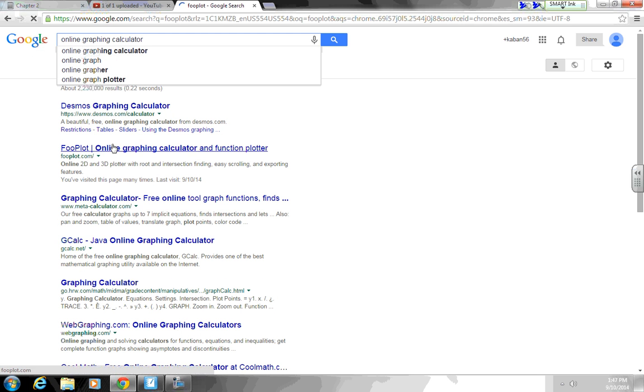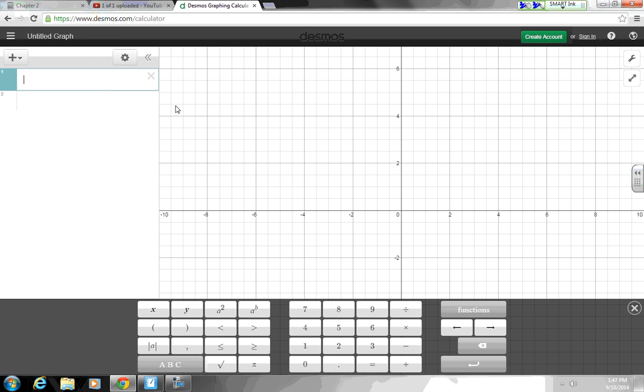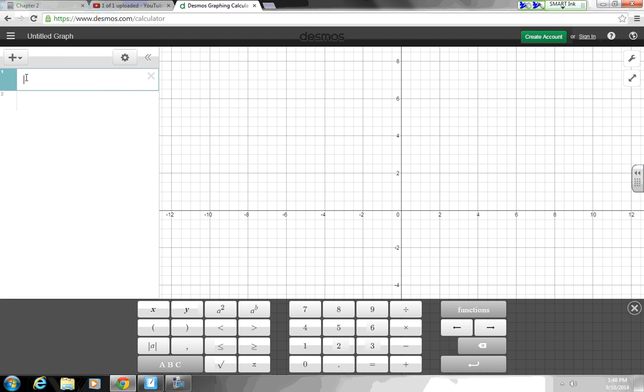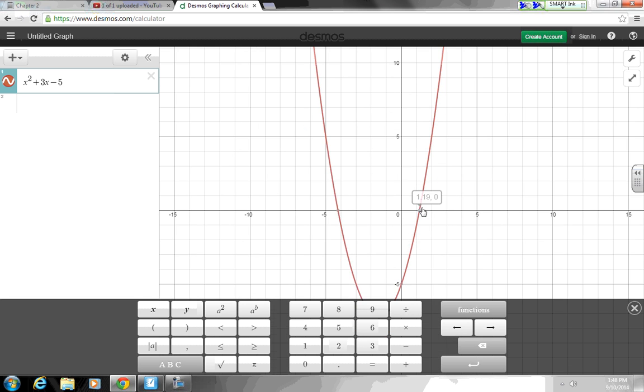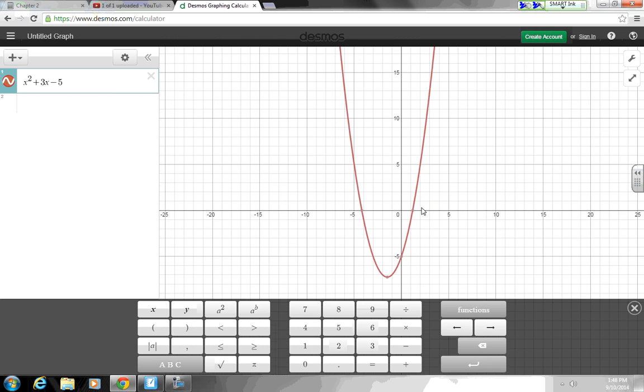What is Desmos? Here we go. So we can use that. Doesn't matter. They're all the same. So I can type in any function I can think of. And let me see, just to double check how their notation works. So yeah, see x squared plus 3x minus 5. Oh, this is nice. It graphs our function as we go.